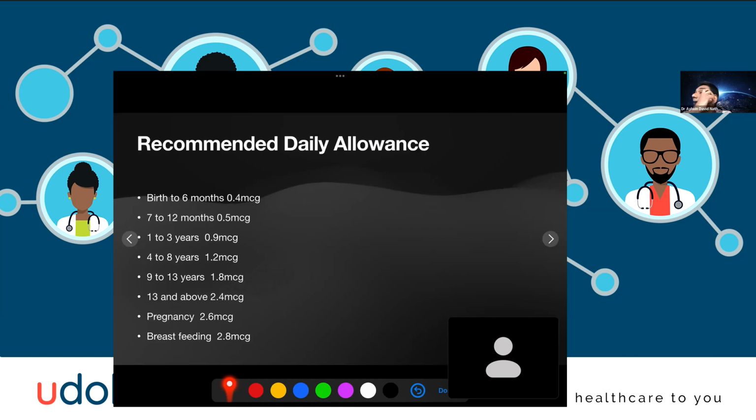Now, how much do we really need of the vitamin B12? From birth to 6 months, we're going to need 0.4 micrograms. 7 to 12 months, we're going to need 0.5, slightly more.